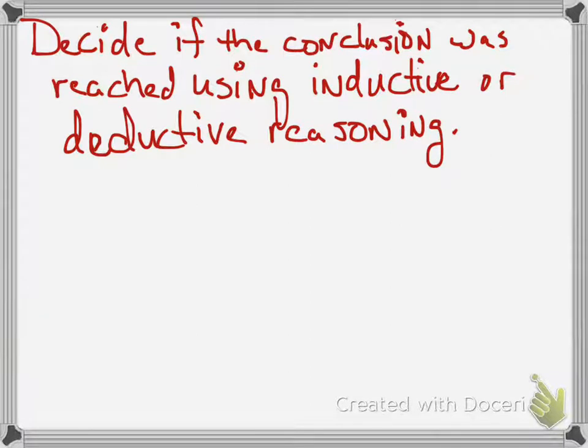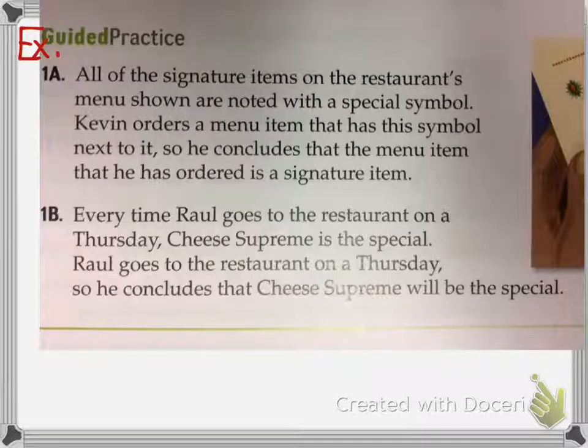On these next couple of examples, I want you to decide if the conclusion was reached using inductive or deductive reasoning. What I did here was I took a picture, and let's look at this. All of the signature items, and yes, go ahead and write all of this. Don't be lazy. All of the signature items on the restaurant's menu shown are noted with a special symbol. Kevin orders a menu item that has this symbol next to it. So he concludes that the menu item that he has ordered is a signature item.